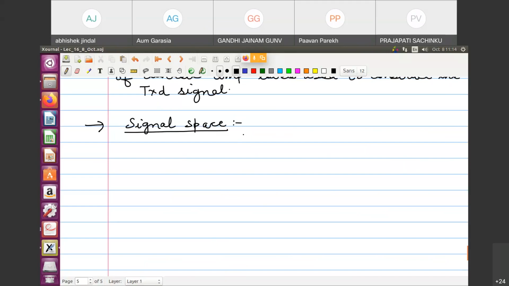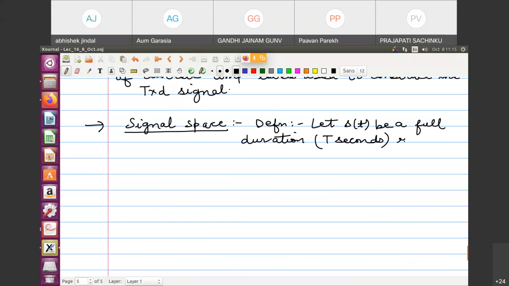So first of all, a definition. What we'll be using? So let s(t) be a full duration signal. Full duration means T seconds.